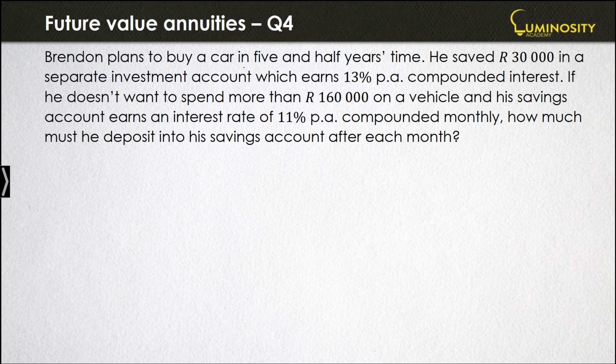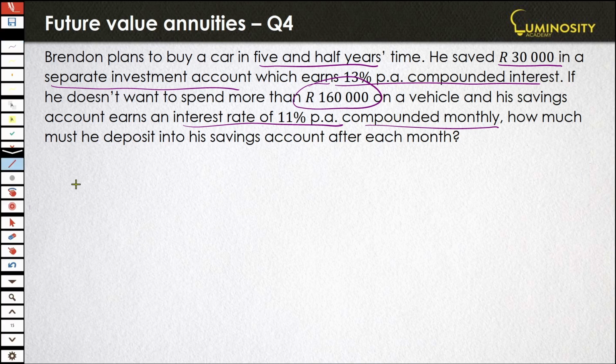Brendan plans to buy a car in 5.5 years' time. He saves 30,000 Rand in a separate investment account, which earns 13% per annum compound interest yearly. If he doesn't want to spend more than 160,000 Rand on a vehicle and his savings account earns an interest rate of 11% per annum compounded monthly, how much must he deposit into his savings account after each month?